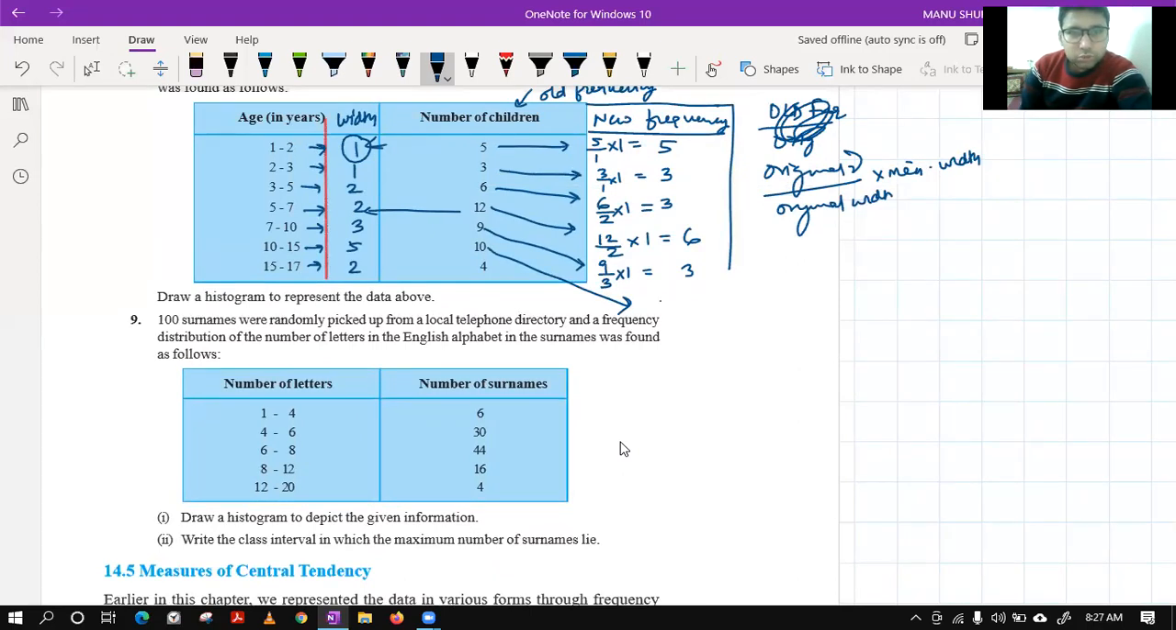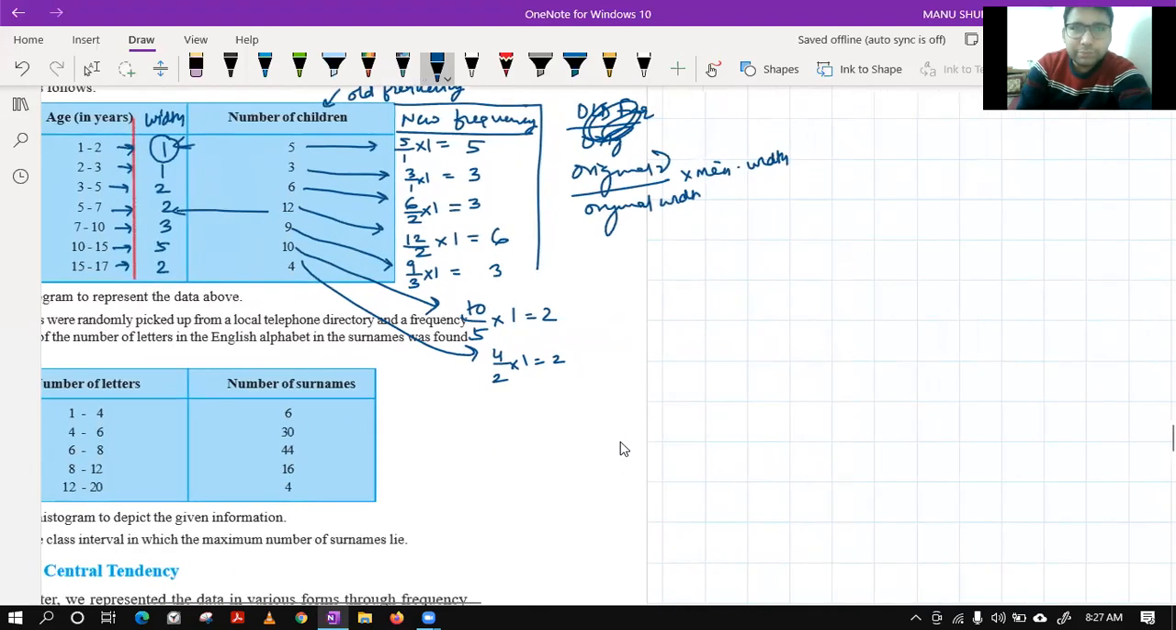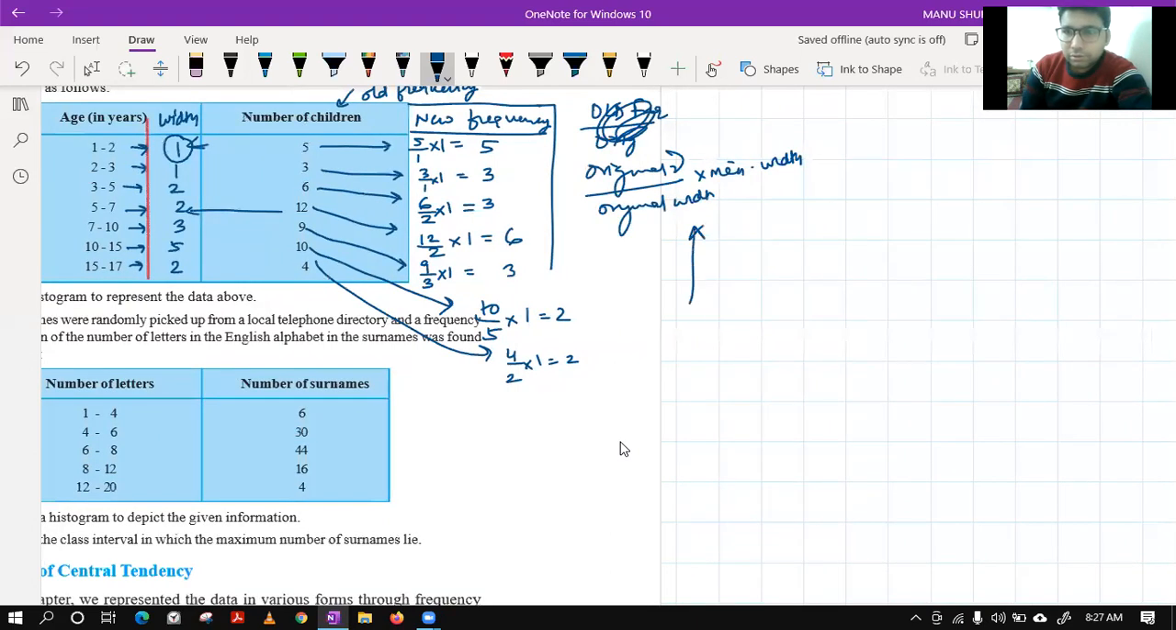Then you will just take this one also, 10 upon 5 into 1, it will be 2, and this also 4 upon 2 into 1 is equal to 2. And just plotting is very simple, same thing.